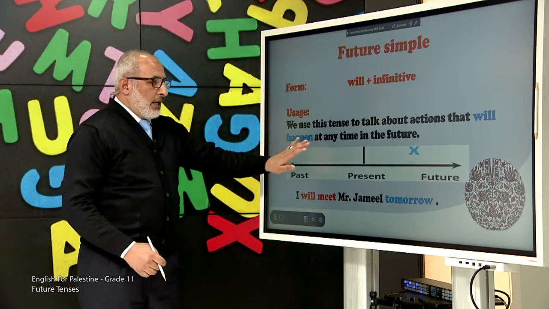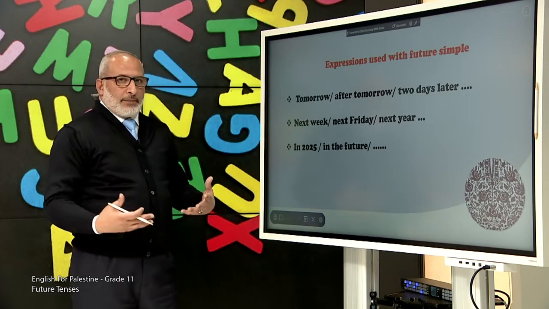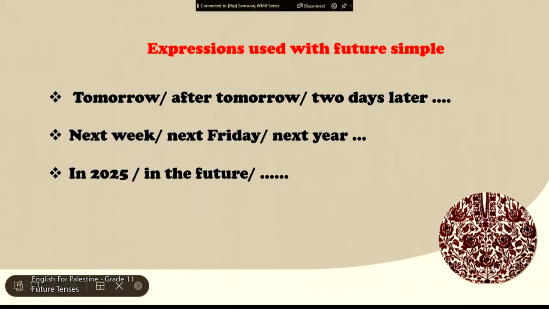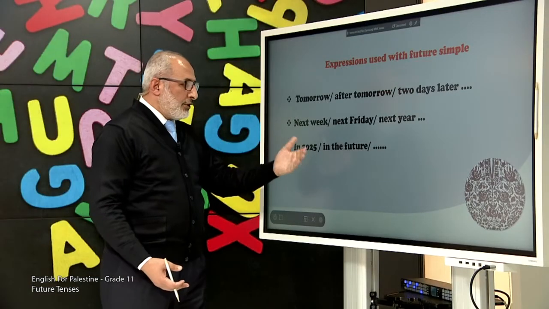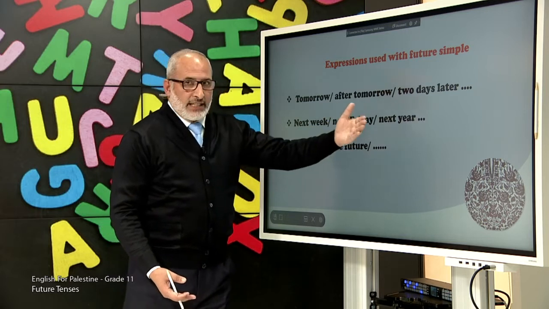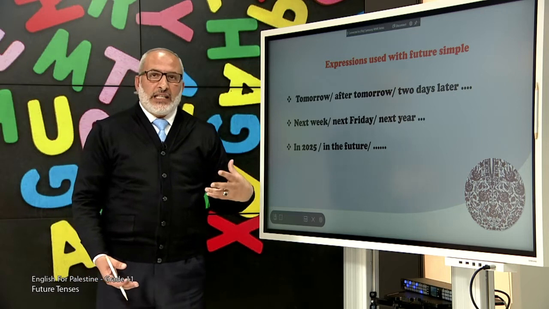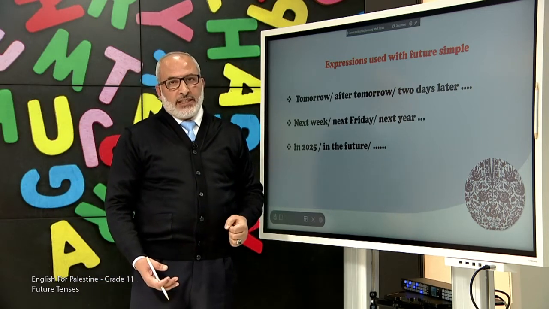Now, what time expressions are used with the future simple? Here we have some of them, like tomorrow, after tomorrow, 2 days later, next week, next Friday, next year, in 2025, 2050, 2030, in the future, etc. These are some of the time expressions that are used with future simple.